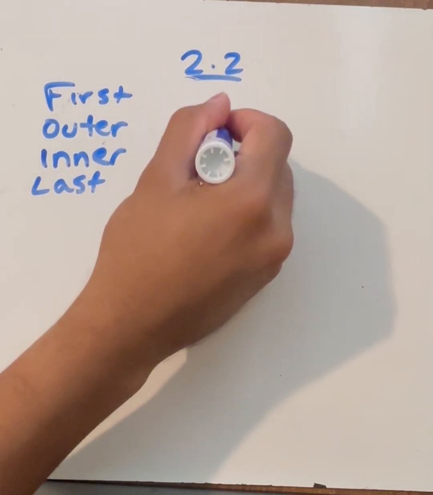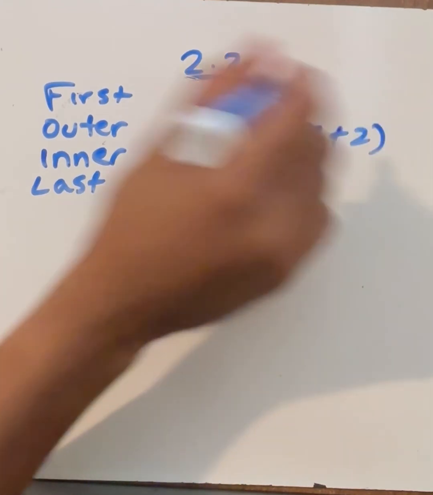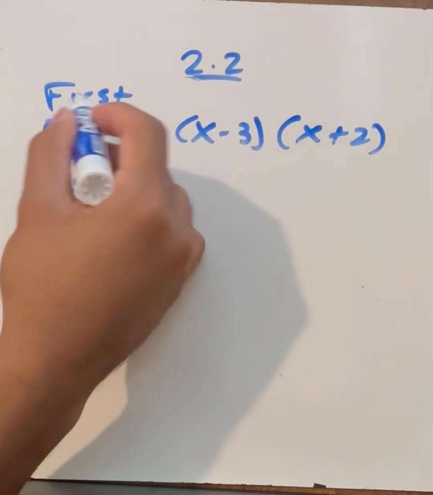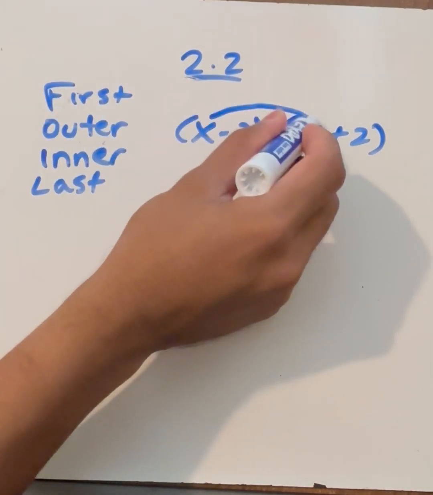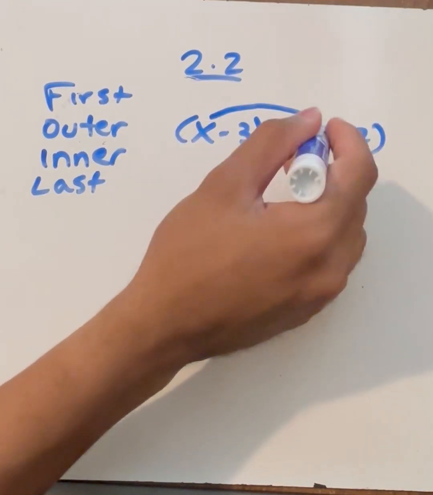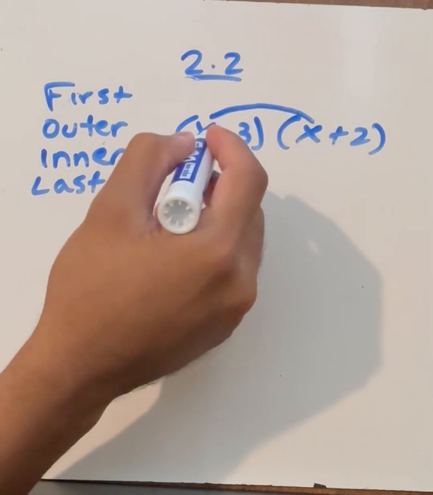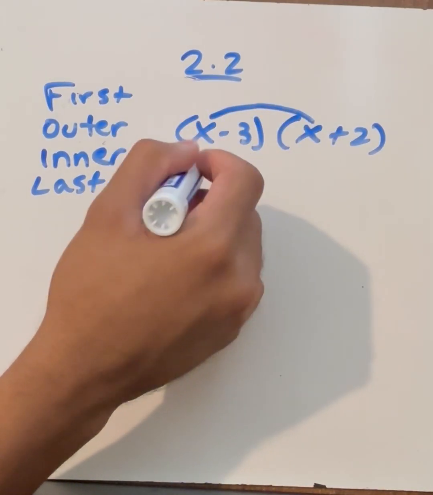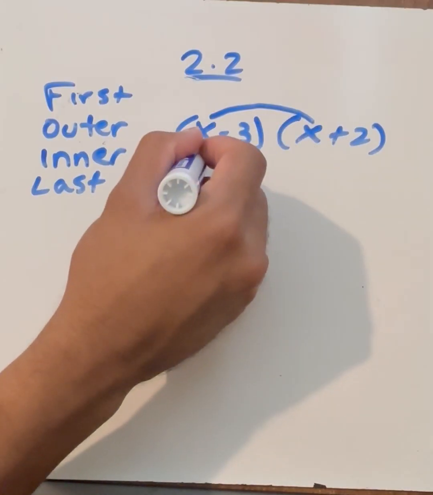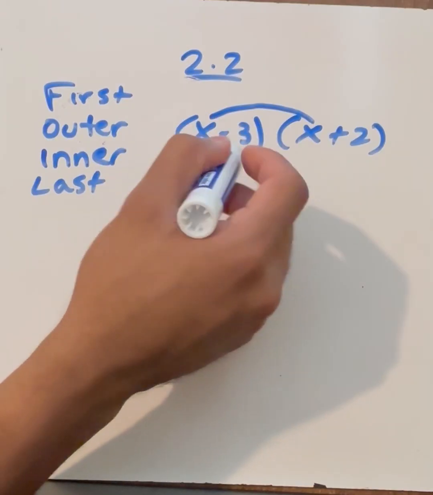So x minus 3 and x plus 2. Let's say that we were asked to multiply these using the FOIL method. The first thing we do is multiply the first terms in both polynomials. This one shows up first in this polynomial, and this one shows up first in this polynomial. So we multiply the first terms. x times x is the same thing as x to the 1 times x to the 1. When you have that, you add the ones and you get x squared.